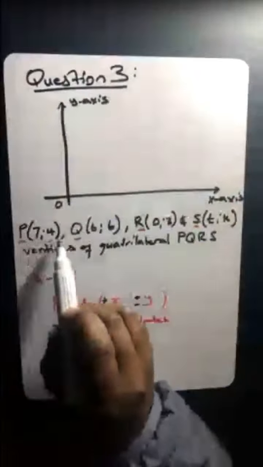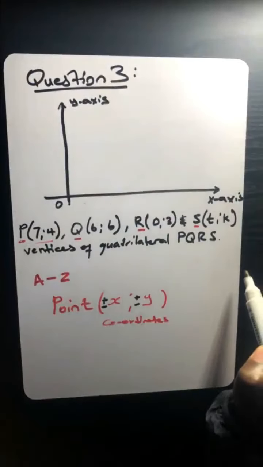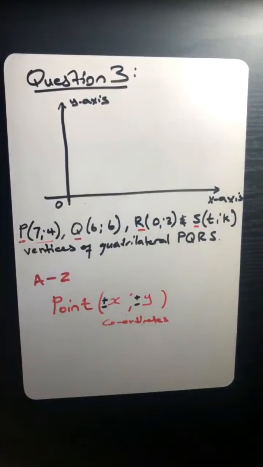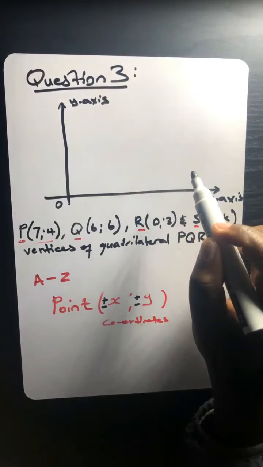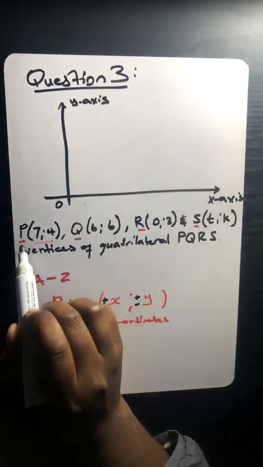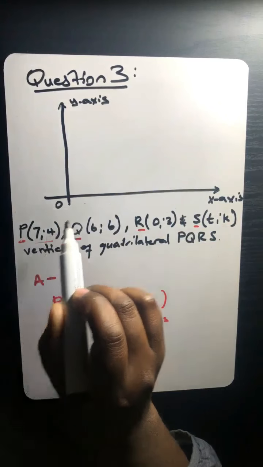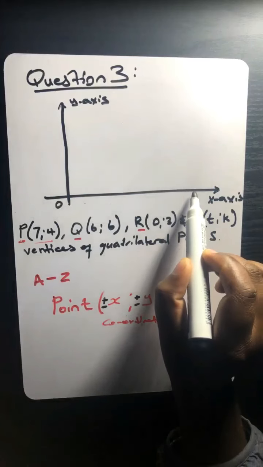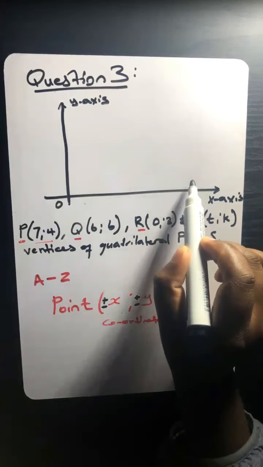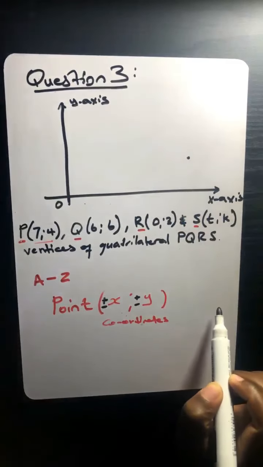Why? Because all of these coordinates are positive. Very, very much important, ladies and gentlemen. So now let's try to plot the first point. The first point being point P, we've got our X value being 7. So you go 1, 2, 3, 4, 5, 6, 7 on this side, then you go up by 4. 1, 2, 3, 4. We can maybe assume that point to be somewhere there.